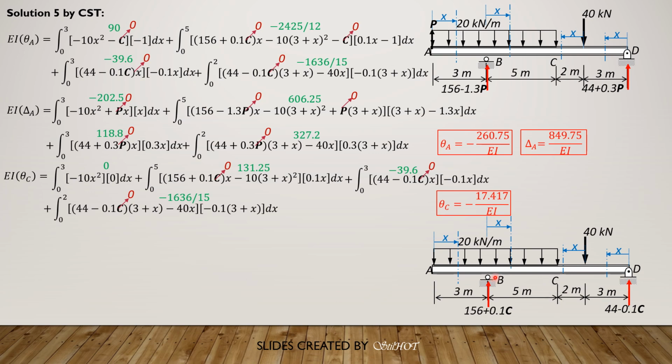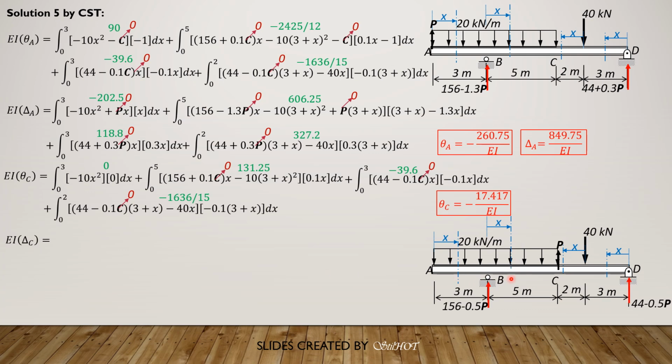So the reaction here would become 156 minus 0.5 P, because P is at the center. So upward, then this should be downward. So 156 minus 0.5 P on the right side, and 44 minus 0.5 of P. So the first integral here is again 0 because it does not involve P. So integral of negative 10x squared times 0 dx.